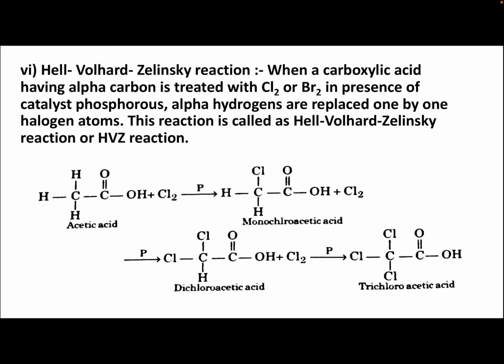So first, when acetic acid reacts with chlorine in the presence of phosphorus catalyst, we get monochloroacetic acid. One alpha hydrogen is removed and one chlorine is substituted there. Then monochloroacetic acid plus chlorine: in the next step, one more alpha hydrogen is removed and we get dichloroacetic acid. Then the reaction proceeds and chlorine is added again in the presence of phosphorus catalyst to give trichloroacetic acid. So all three alpha hydrogens are removed and three chlorine atoms are substituted there. Acetic acid gives trichloroacetic acid, and this reaction is known as the HVZ reaction.